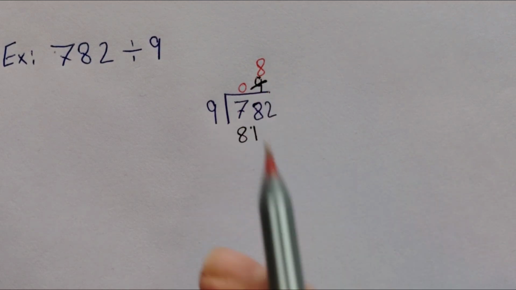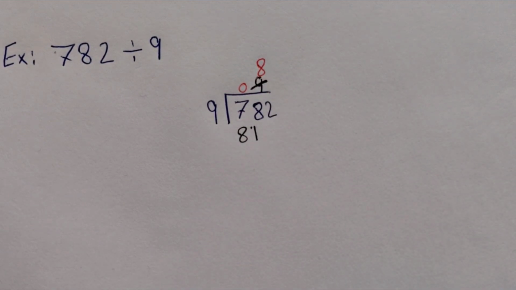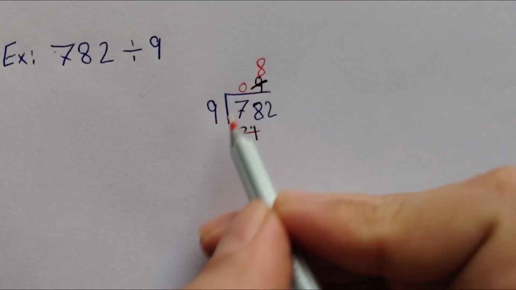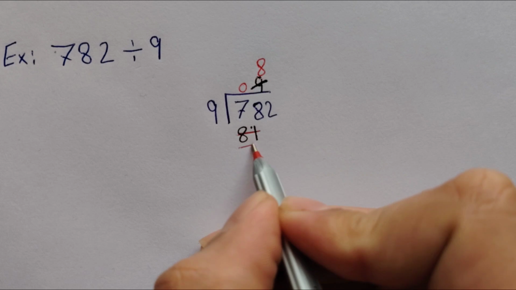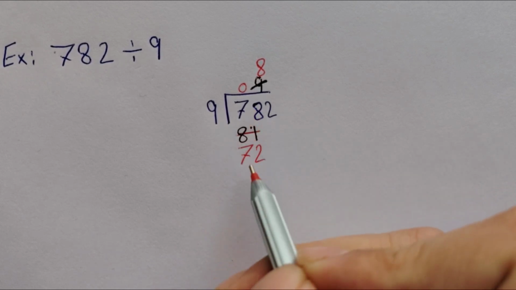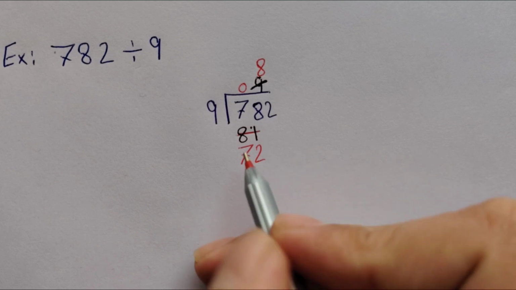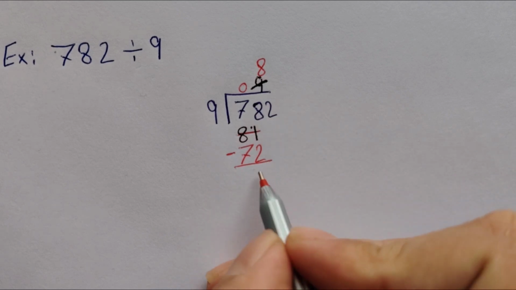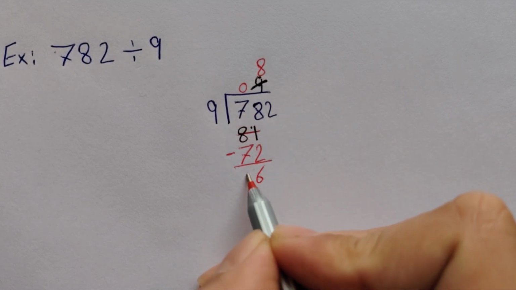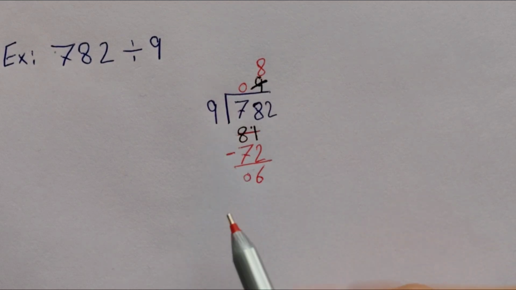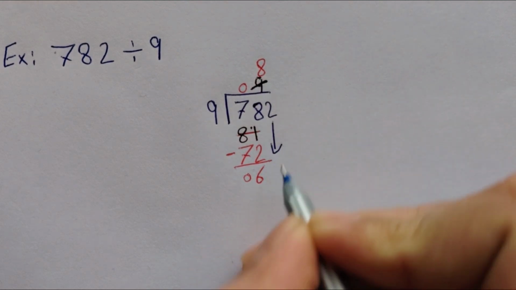Okay, then we will multiply. So 81 will be wrong also. 8 times 9 is 72. Then I'm going to check, is 78 bigger than 72? Yes. So we will proceed and subtract it. 8 minus 2 is 6. 7 minus 7 is 0. Now, is the remainder less than the divisor? Yes. So we can proceed and bring down the next digit, which is 2.